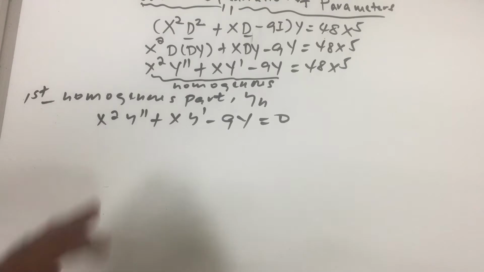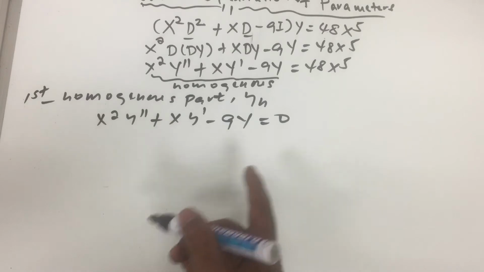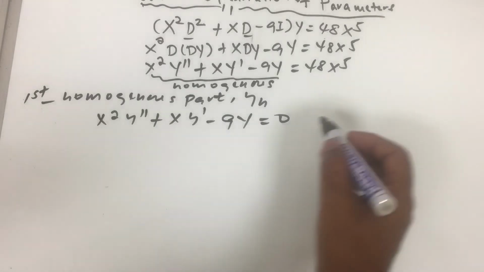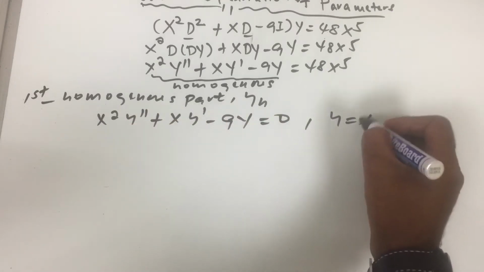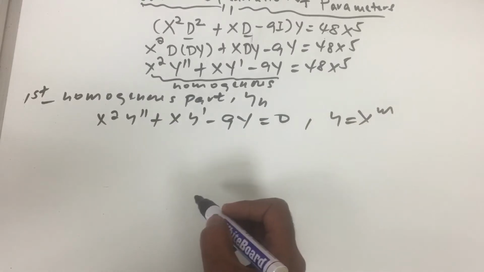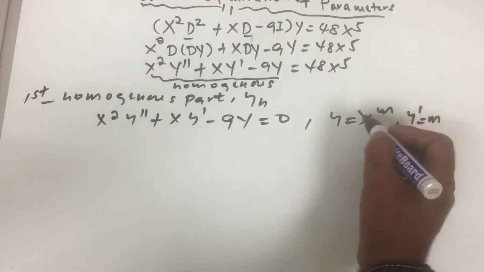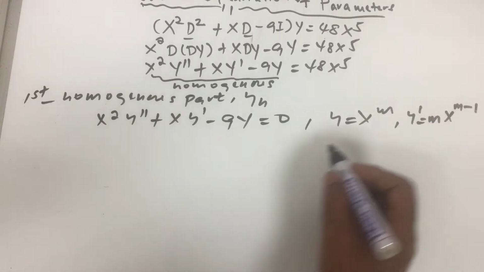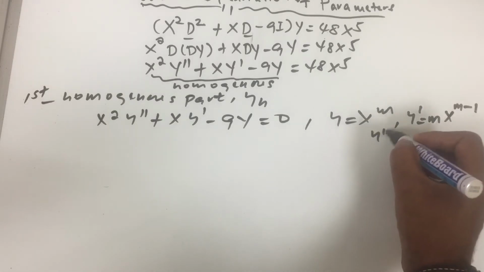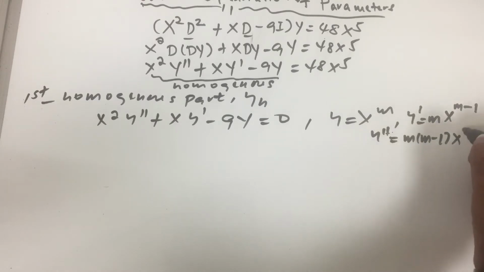As you can see, this is the homogeneous equation of the Euler-Cauchy type. Let us assume the solution of this equation is y equal to x to the power of m. Its first derivative will be m x to the power of m minus 1, right? Its second derivative will be m times m minus 1 times x to the power of m minus 2.